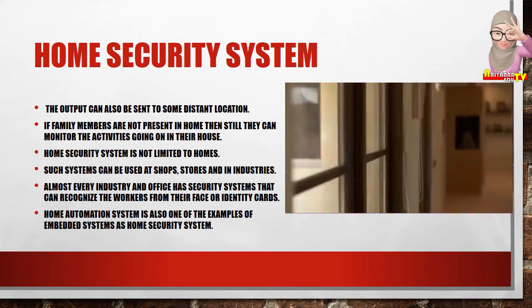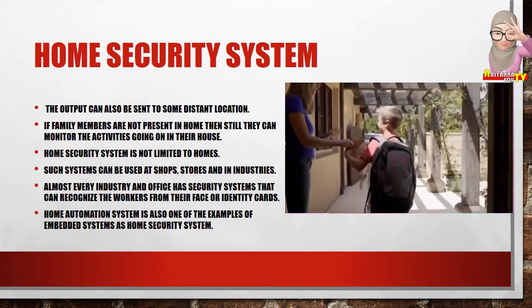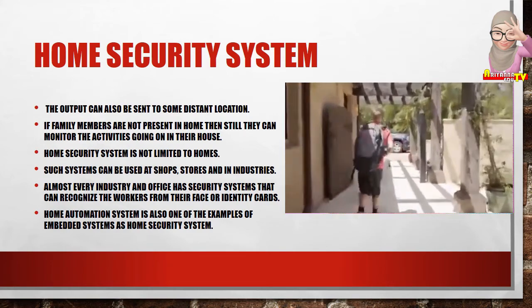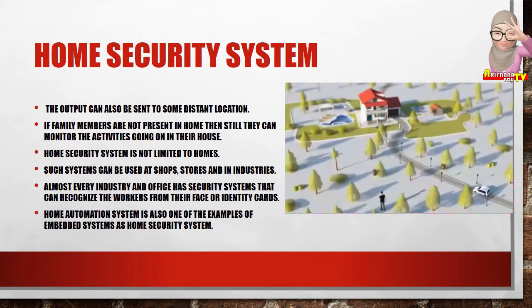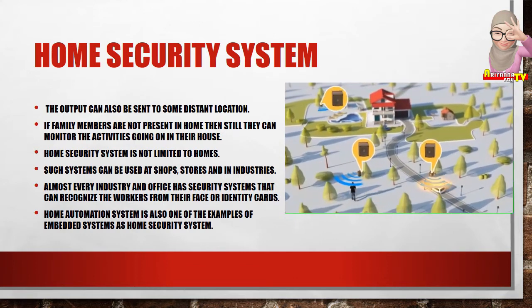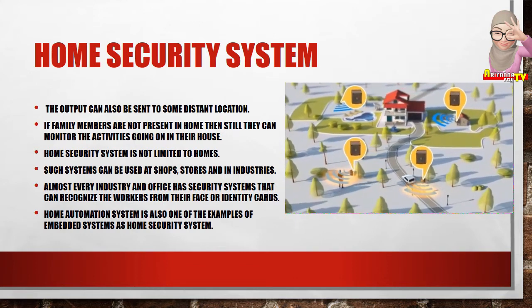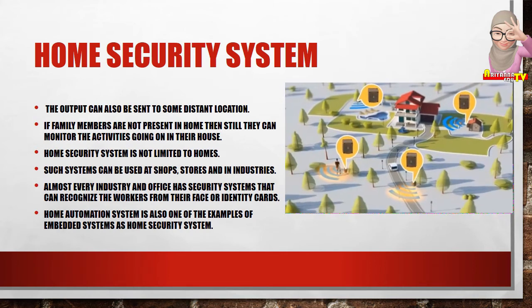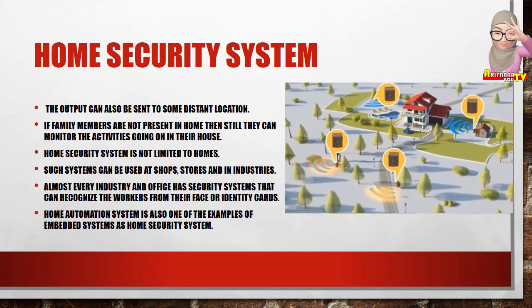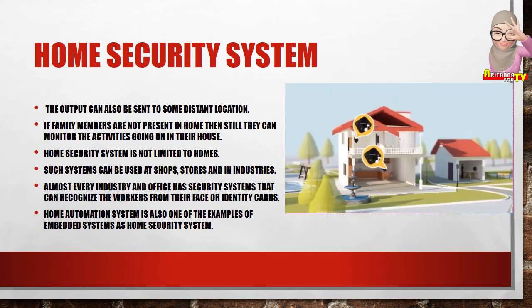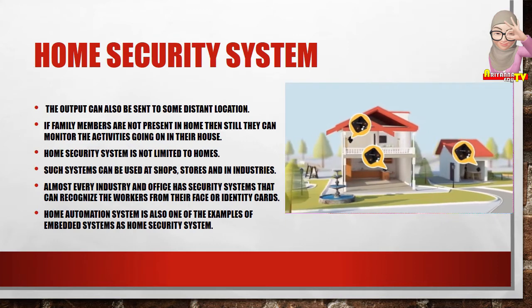Home security system is not limited to homes. Such systems can be used at shops, stores, and in industries. Almost every industry and office has security systems that can recognize the workers from their face or identity cards. Home automation system is also one of the examples of embedded systems, as is the home security system.